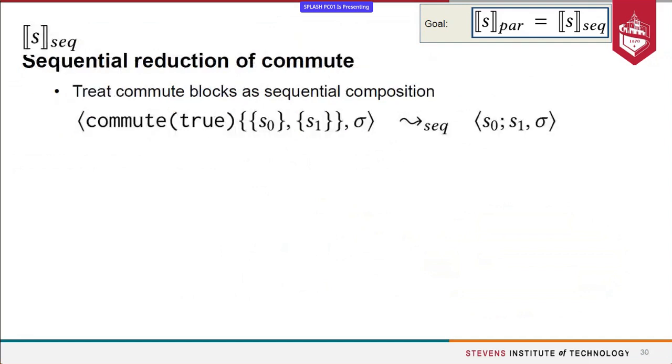So in the sequential case, this is pretty immediate. We just want this to be our straight line code program. So all we have to do is reduce the commute true statement to a sequential composition.